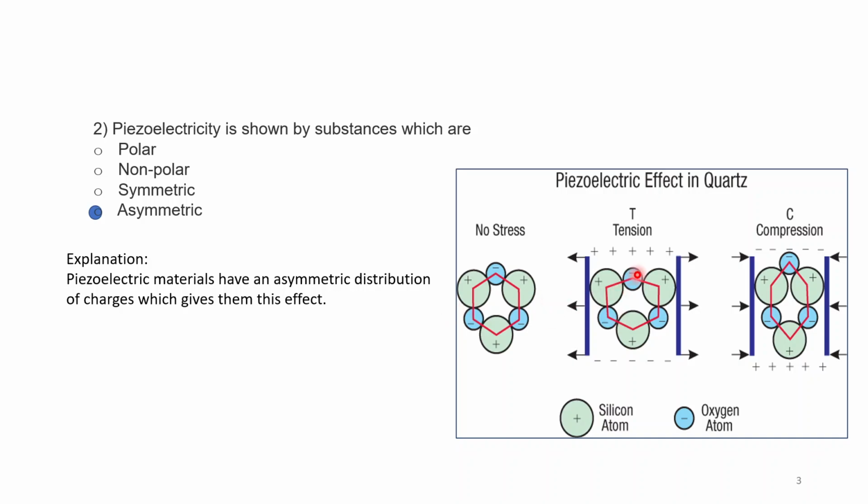So as you provide some tension or compression type of forces, then you will see the distribution of charges will change. So based on that, you will be getting positive charge on this side, and in compression you will be getting negative charge on this side. So piezoelectric materials have an asymmetric distribution of charges, which gives them this type of piezoelectric effect.